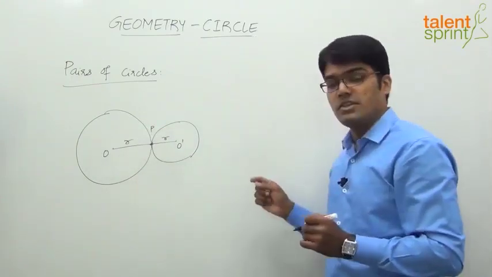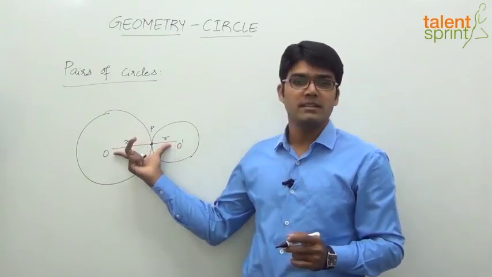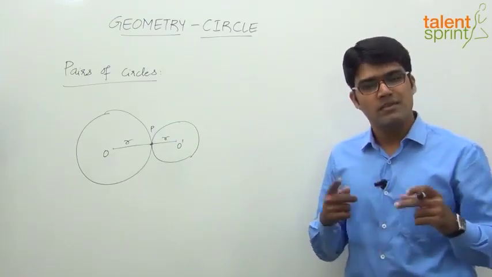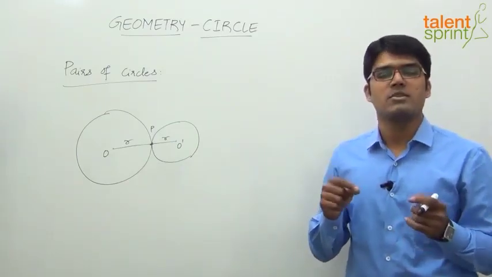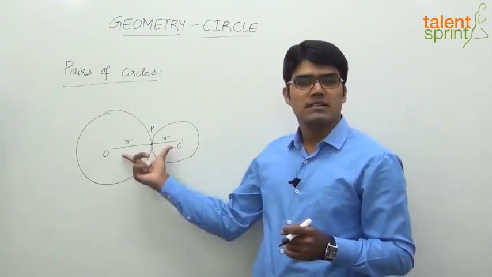So the important point which you need to understand here is that the point of contact lies on the line joining the centers of the circles. Whenever two circles touch each other externally, that point of contact between the two circles is on the same straight line which is connecting the centers of the two circles.